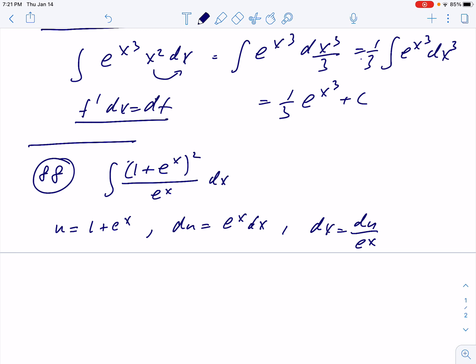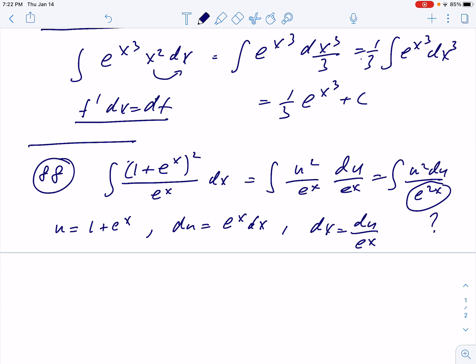And then our integral will become the integral of u squared. There is one e^x here. And then we have dx replaced by du over e^x. And this becomes the integral of u squared du over e to the x. And now we're wondering what to do with this e to the x.